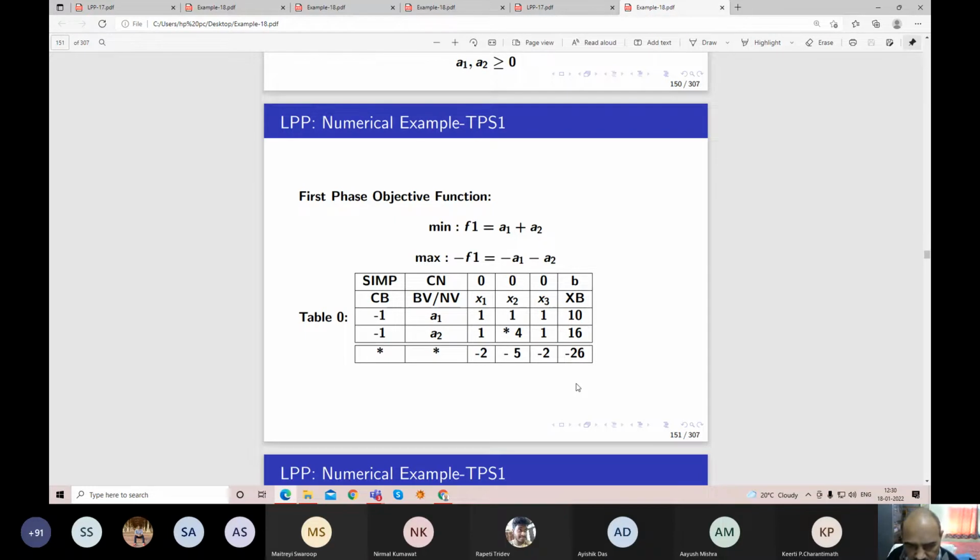Subtract 10. The three elements would become -12, -15, -12. Okay. If it is 1, 1, 1, what will happen? -3, -6, -3.